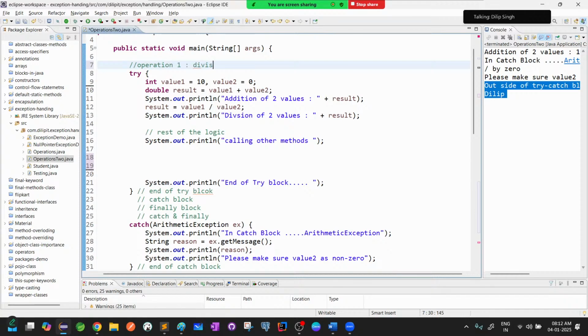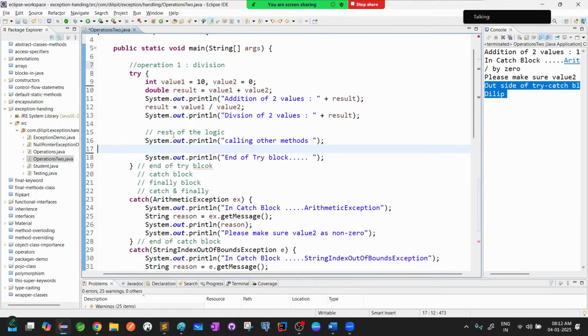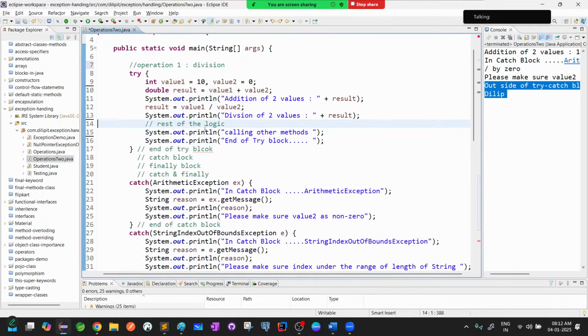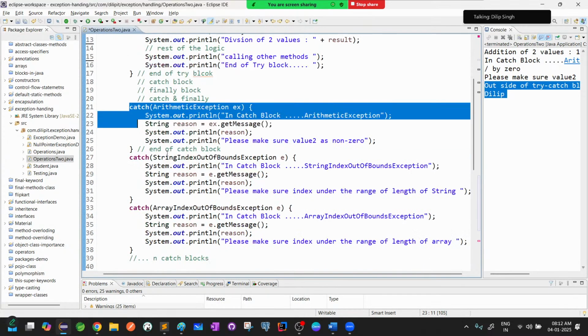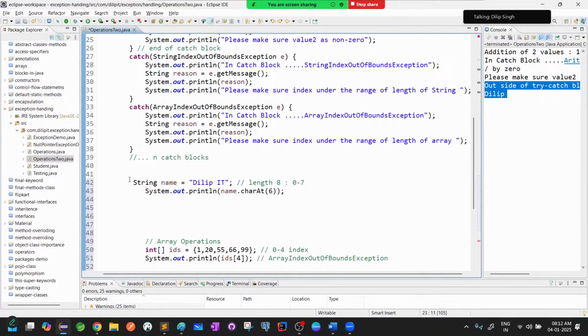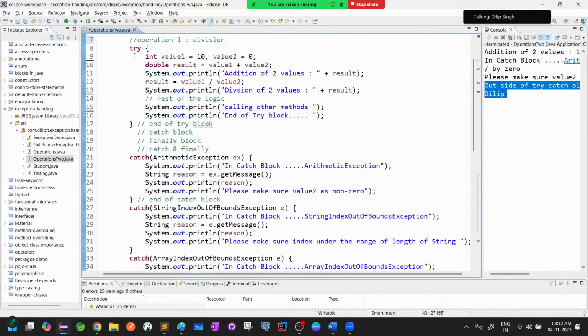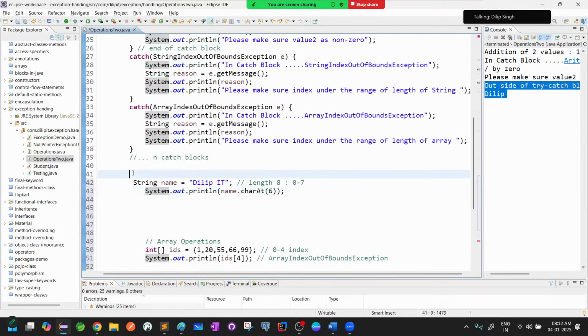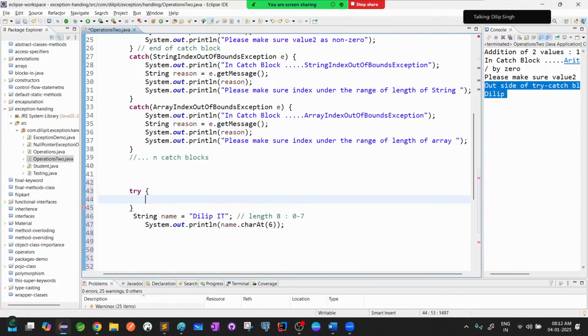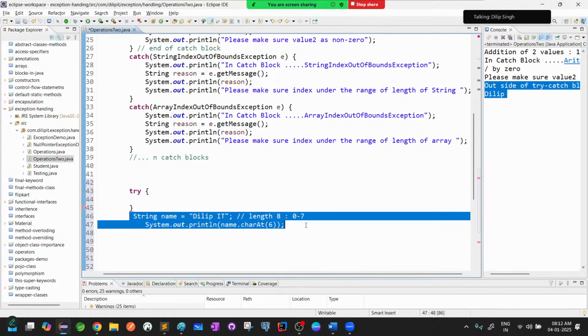what division you are doing. So that means division you are doing here. If any problem comes here, then it will move to the respective catch block. But this time you wrote this logic here, right? Now what I will do, write this logic again in another try block. You can write any number of try blocks. That's what I said.